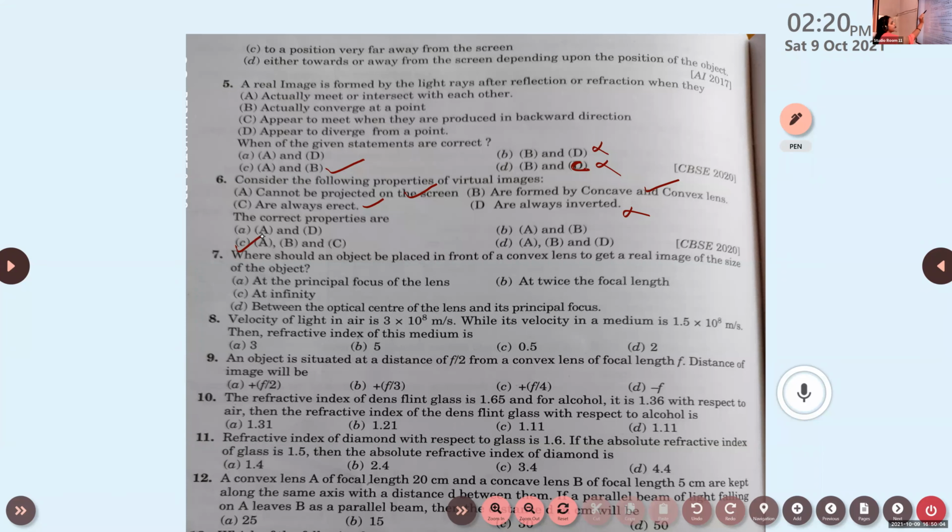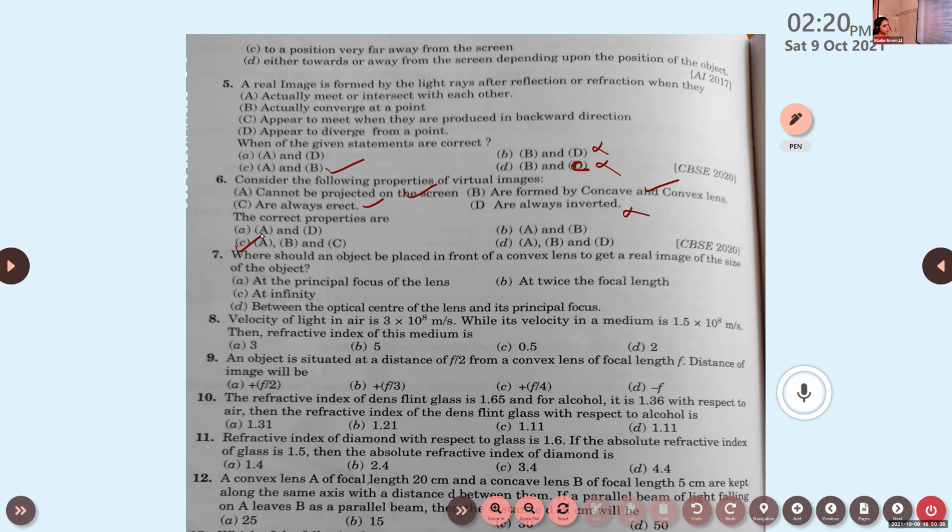Here A, B, and C are the properties of virtual images. The only combination that goes along with virtual images is that they are always erect. They may not be inverted. The inverted combination goes along with real images. Okay. Now question number 7. Where should an object be placed in front of a convex lens to get a real image of the same size as that of the object?